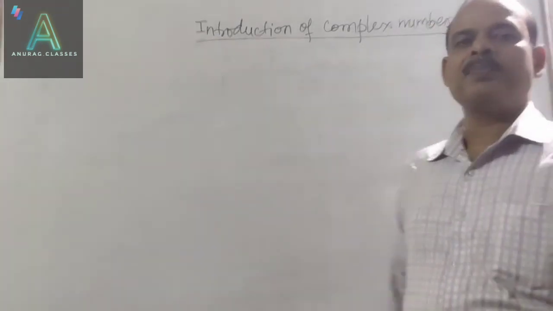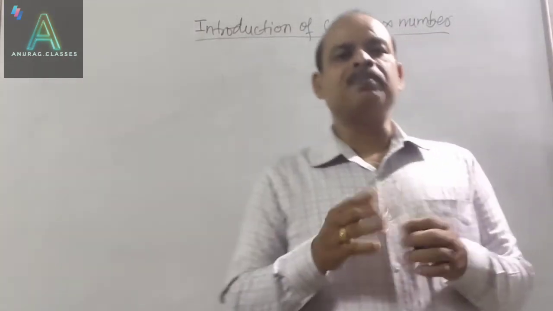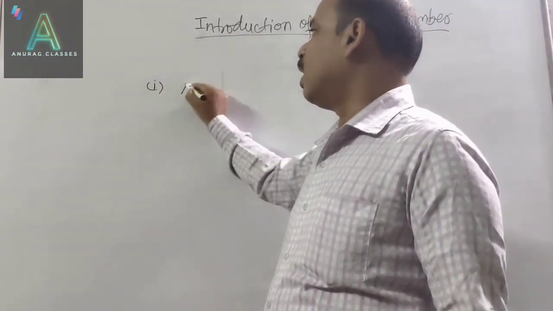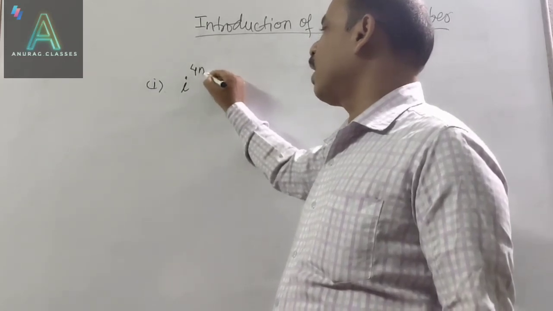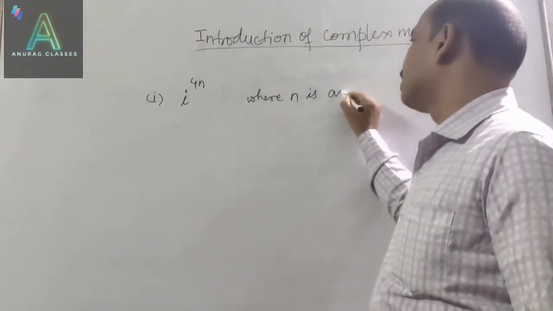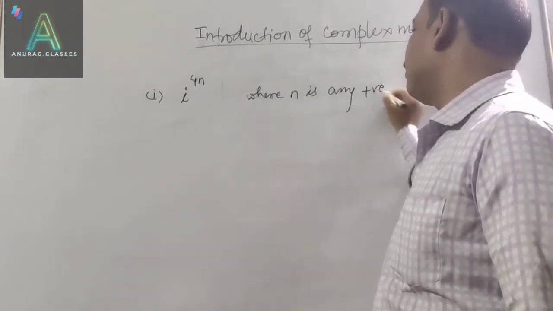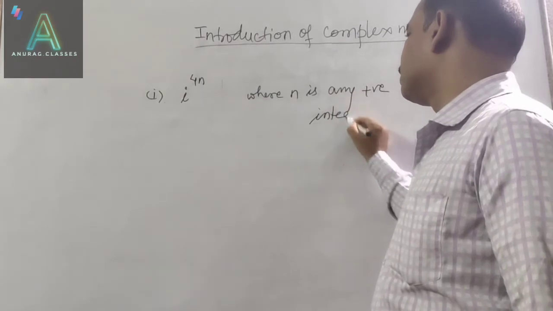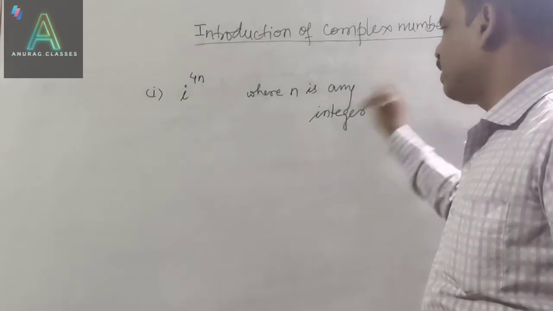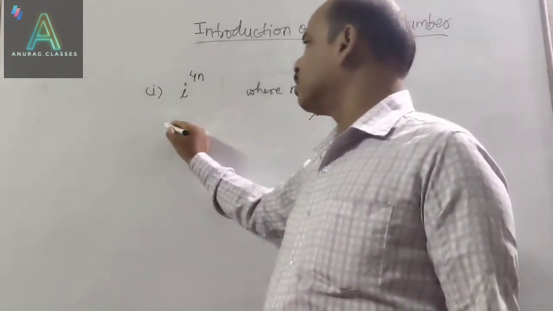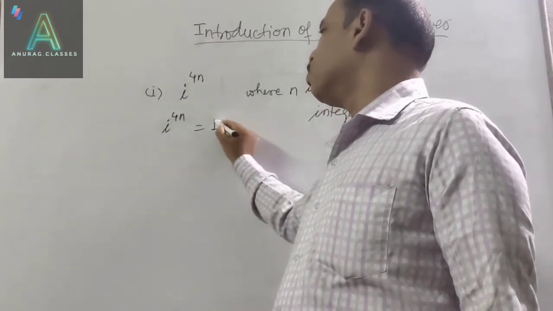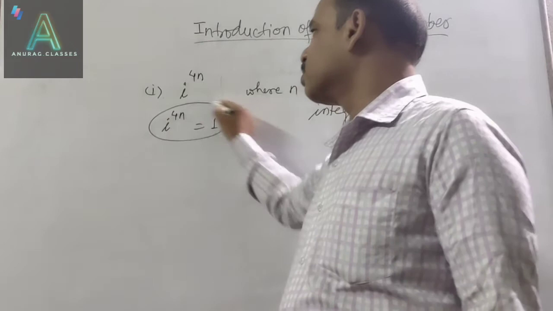By seeing these examples, now we can conclude some basic general formulas. I to the power 4n, where n is any positive integer. It may be negative also. So let us write any integer. N is any integer. Then I to the power 4n will be 1 in all cases.